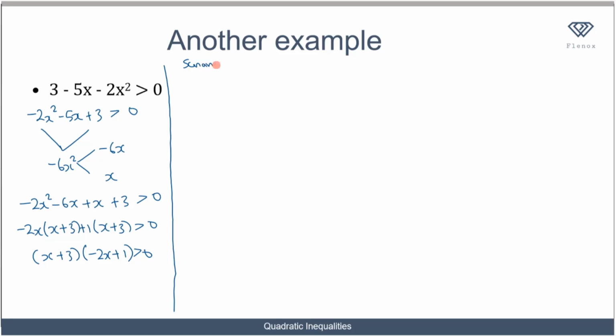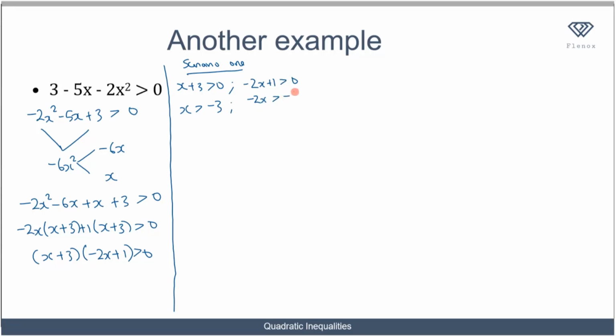So scenario 1, both are positive. So if both are positive, it means that what? x plus 3 is greater than 0, and at the same time -2x plus 1 is greater than 0. So when we solve this, we have x is greater than what? -3.